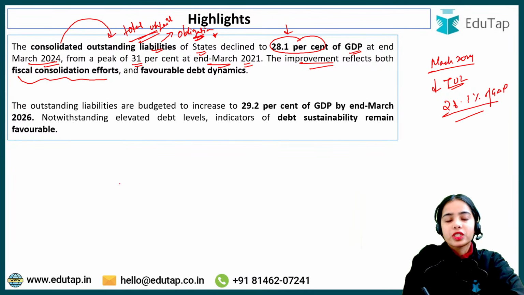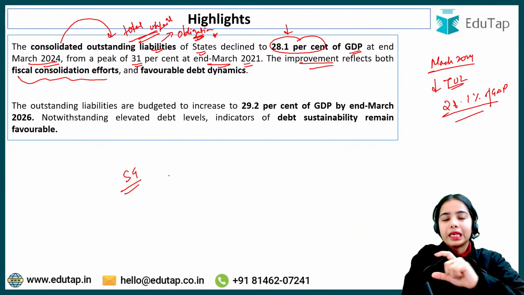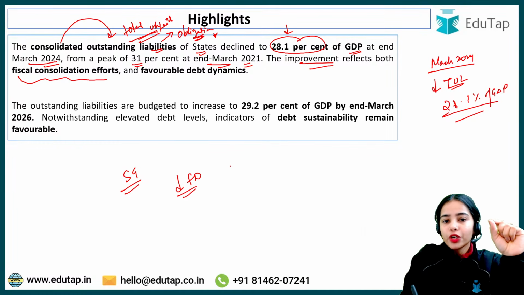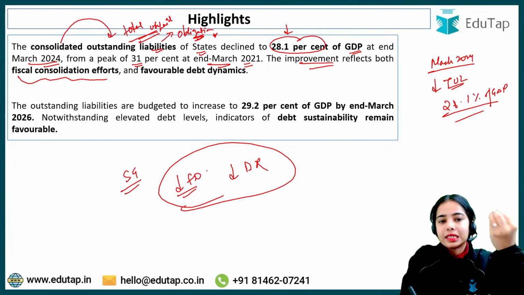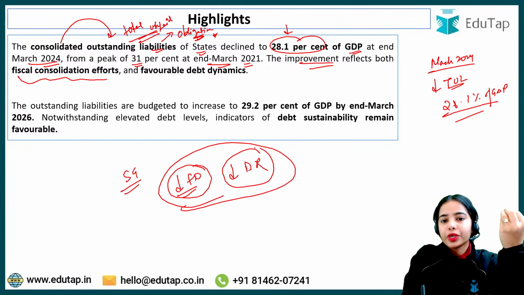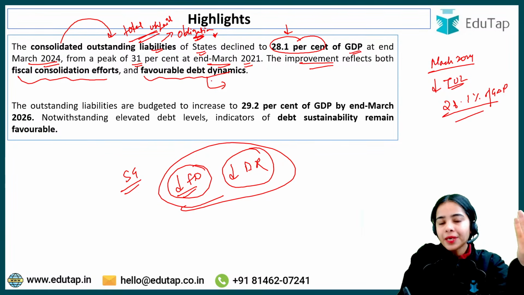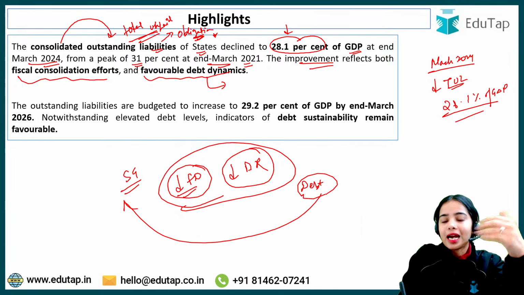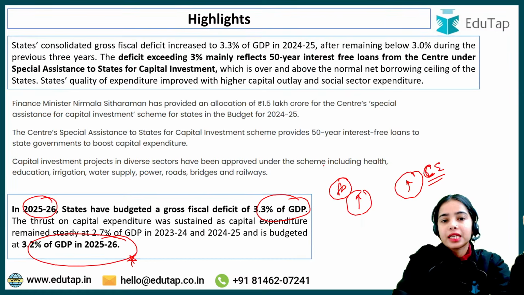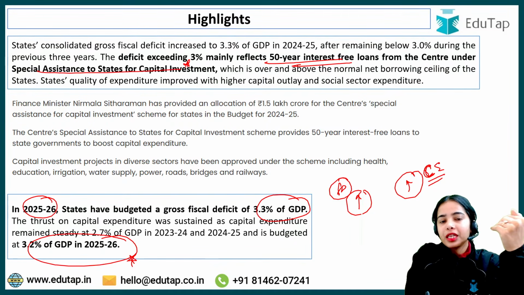Fiscal consolidation efforts means that the state governments are taking efforts to reduce their fiscal deficit, to reduce their borrowing requirements, and have favorable debt dynamics. Favorable debt dynamics means that even if the state governments are taking debt, they should take it at favorable rates. And here you can see that the central government has promised to provide 50-year interest-free loans under the Special Assistance to States for Capital Investment Scheme. So this is also a favorable condition.